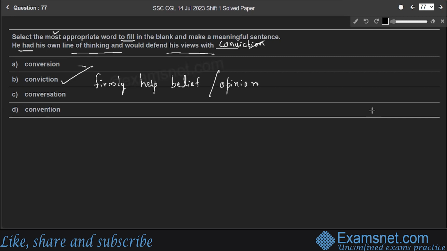Whereas conversion means the process of changing or causing something to change from one form to another. And conversation means a talk, especially an informal one between two or more people, in which news and ideas are exchanged. Whereas convention means a way in which something is usually done, right? So the conventional way. So for this question, he had his own line of thinking and would defend his views with conviction. Option B is the right answer.